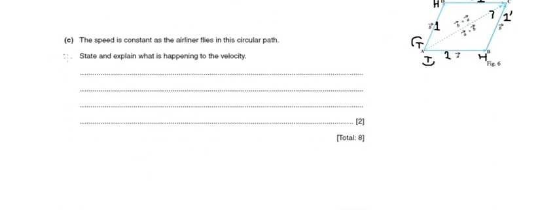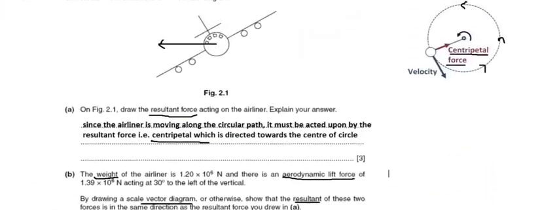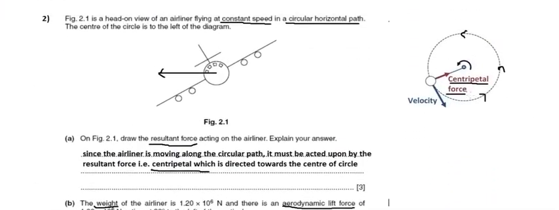Now the C part of the question: the speed is constant as the airliner flies in the circular path. State and explain why, what is happening to the velocity. So we have learned about the speed and velocity before. Speed is just the magnitude of the motion, and the velocity is nothing but magnitude along with the direction. So see in this circular motion, if it is moving with the constant speed, then we can say the speed is constant. Or if it covers the equal distances with equal interval of time, then we can say it is a constant speed. But what about the velocity?